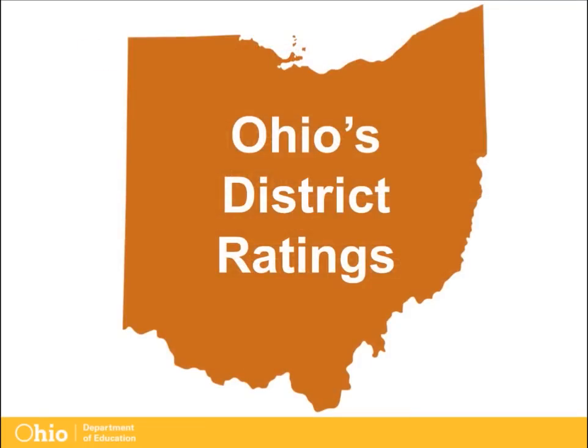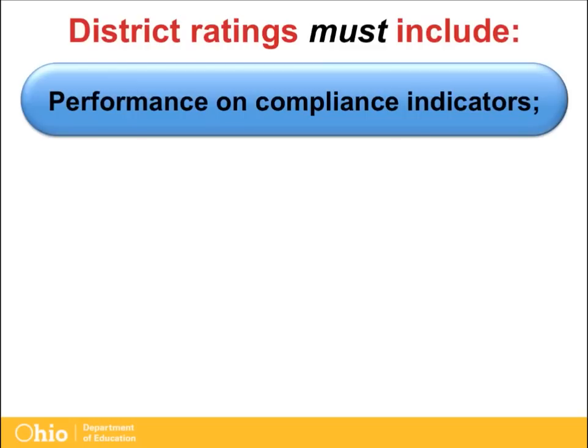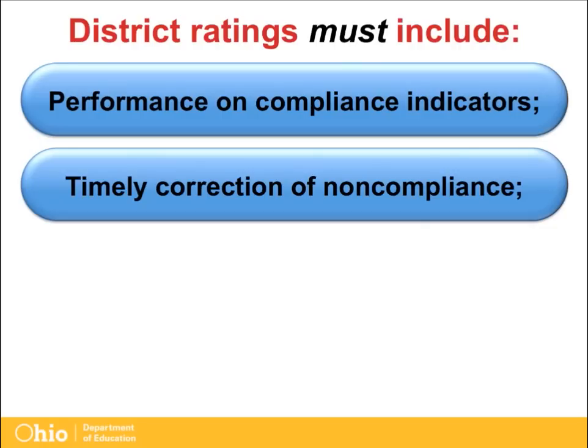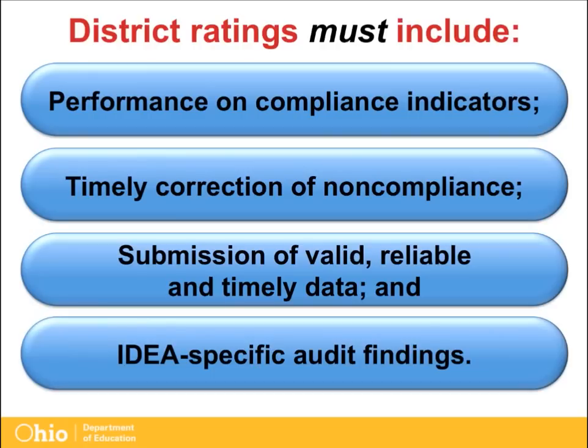Now, let's look closely at what district ratings are based on. According to the U.S. Department of Education's Office of Special Education Programs, states must base annual district special education ratings on: number 1, performance on compliance indicators; number 2, timely correction of noncompliance; number 3, submission of valid, reliable, and timely data; and 4, audit findings specific to use of IDEA funds.